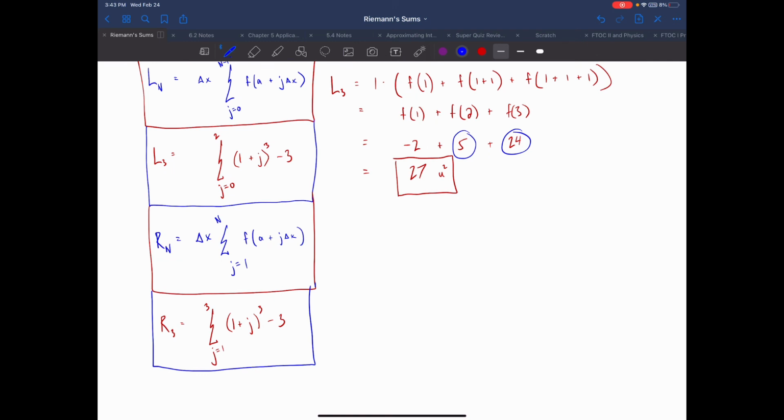So I will start here. R sub 3 has a width of 1, and then we're going to multiply by all of our widths. The difference between the left and the right is that if we start at 1 for the left, then we have to add the width of a rectangle to find out where the right corner would be. So this one would be at f of 1 plus 1, plus f of that value plus another one, so f of 3, and then do that one more time for our third sum.